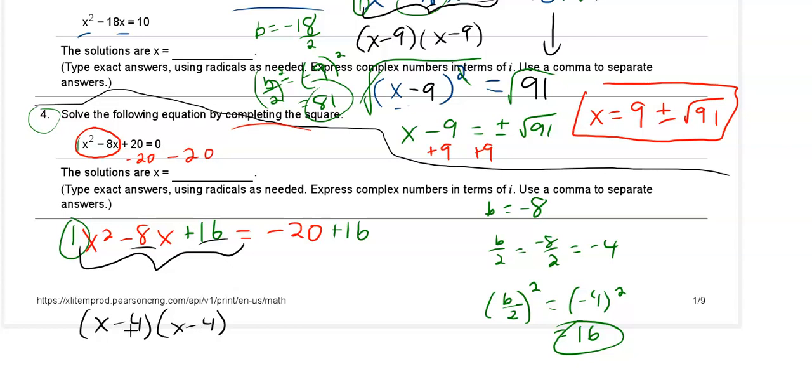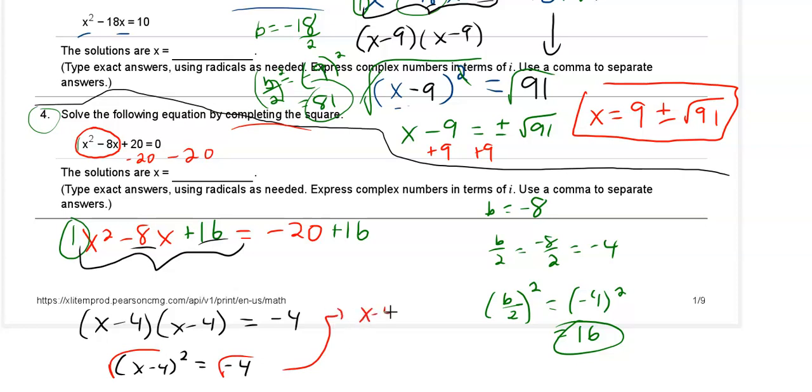You better be getting the same factor here twice. If these are two different factors, you did it wrong, right? And then negative 20 plus 16 is going to be negative 4. Because it's the same factor twice, I can rewrite it as that factor to the second power. And now, because there's just one x in my equation, I can solve this for x. Take the square root of both sides.